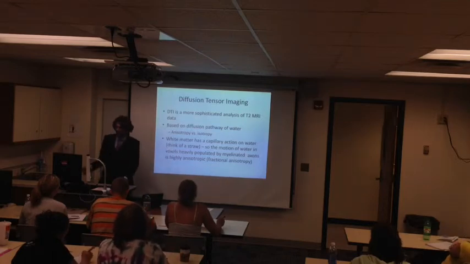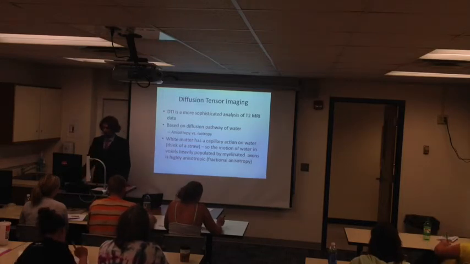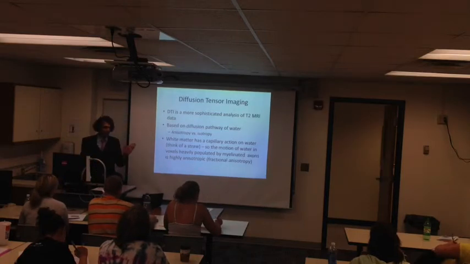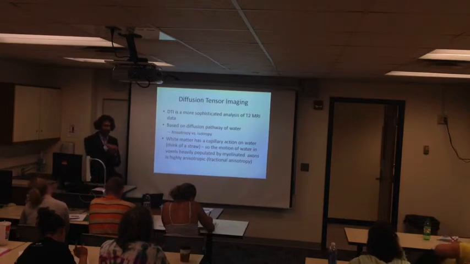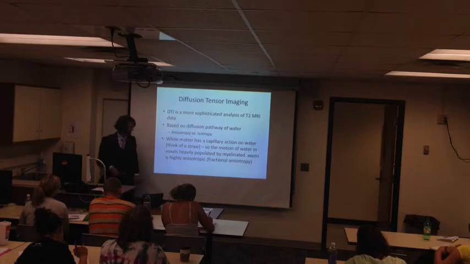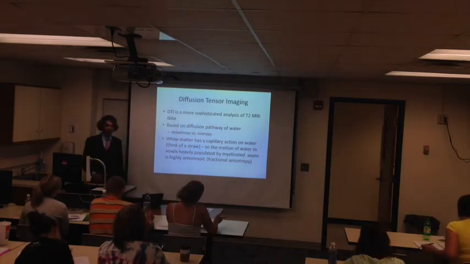Same concept with the axons. There are fibers that have preferential motion of water along the direction of the axon, as opposed to in some perpendicular direction. So a voxel, which is a three-dimensional area, the pixel in 3D, has motion that's different in different directions if it's populated by axons. And so it's highly anisotropic, meaning it's high fractional anisotropy, meaning much more of the flow is anisotropic than isotropic.